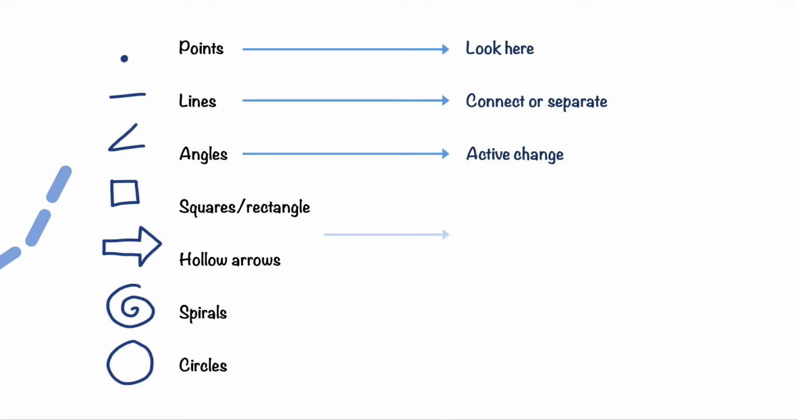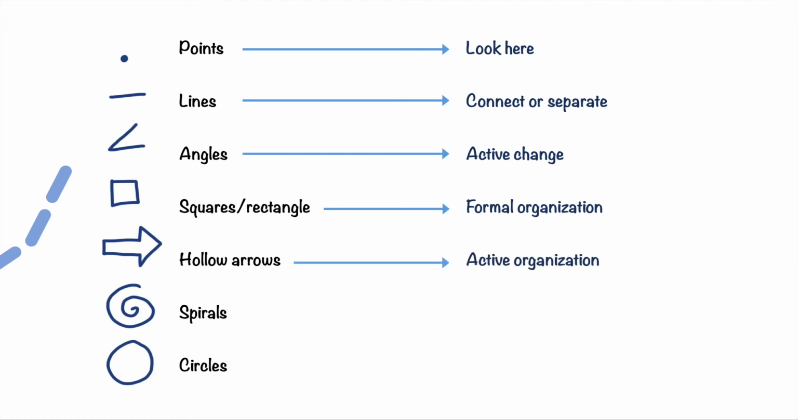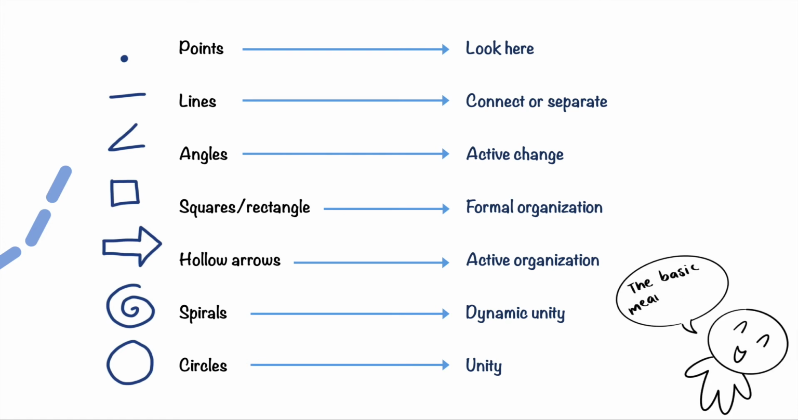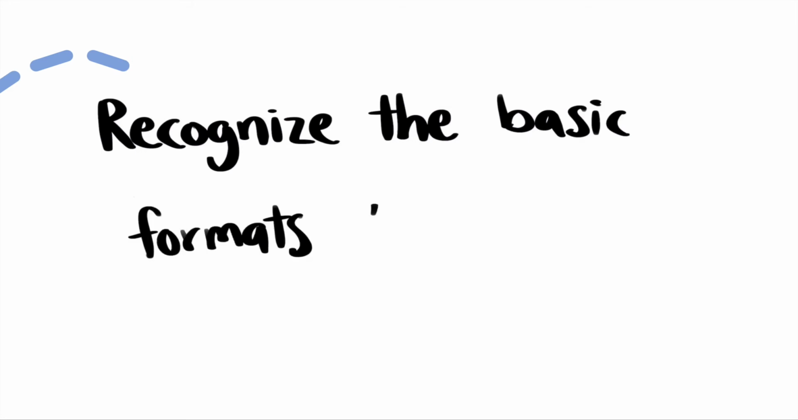Squares and rectangles mean formal organization, such as patterns of things built on grids. Hollow arrows mean active organization. It is the combination of angles and rectangles. Then there are spirals, which mean dynamic unity. The more circular the spiral, the more unity there is. Circles mean unity. It is the gathering of things together. These are the basic meanings that are so important because they will ultimately help you to recognize the basic formats for visualizing.